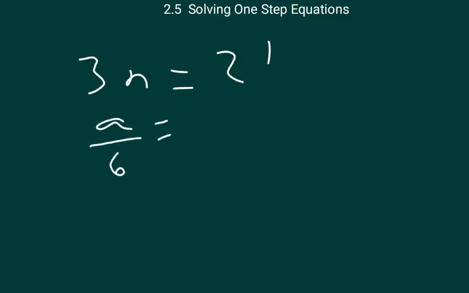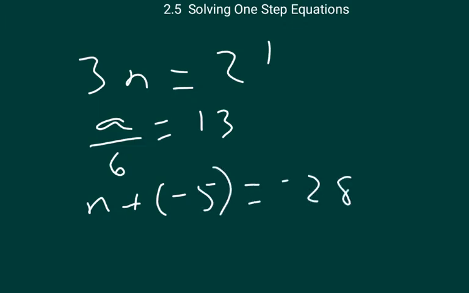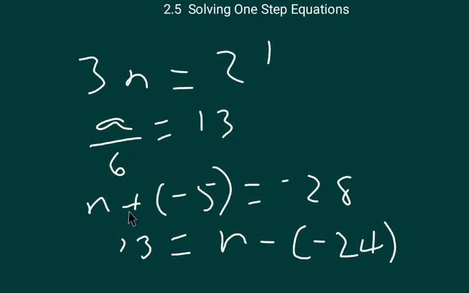6 is 13, or it could be a number plus -5 equals -28, or maybe 13 equals a number minus -24. So we have problems here with undoing multiplication, undoing division, undoing addition, or undoing subtraction.